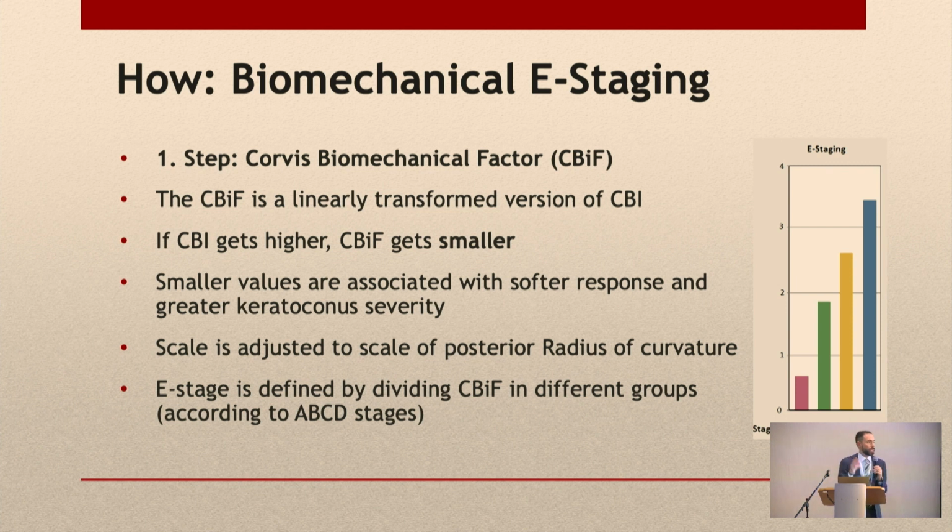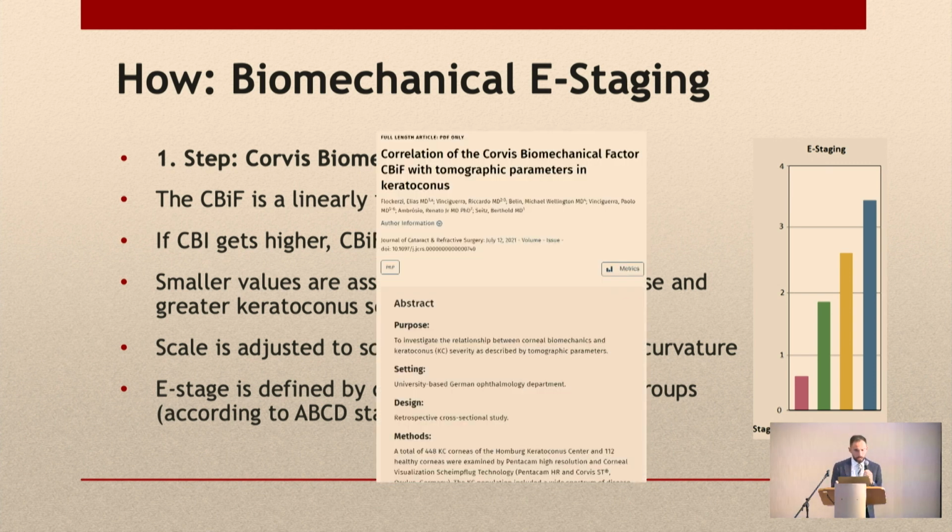And then we have somehow to decide where the gates are, where the stages are. And as with any staging in the literature, it's a decision. The Amsler-Krumeich classification doesn't have a real reason for why these are the gates. Sometimes you have to make a decision, say this is 1, this is 2, this is 3, this is 4. So this is the publication, in the Journal of Cataract and Refractive Surgery. This is the first publication.